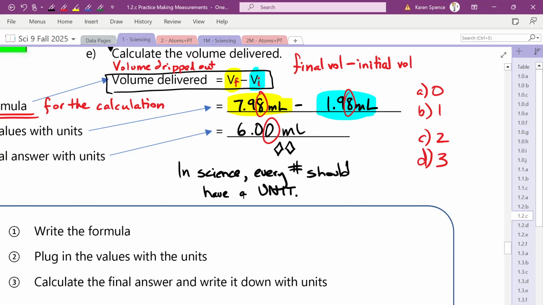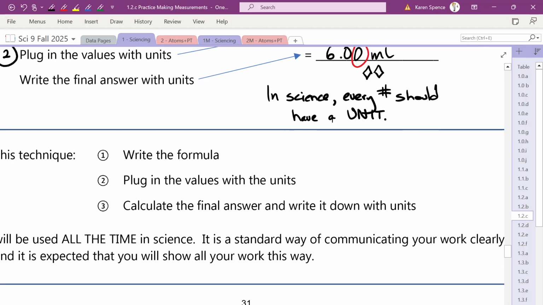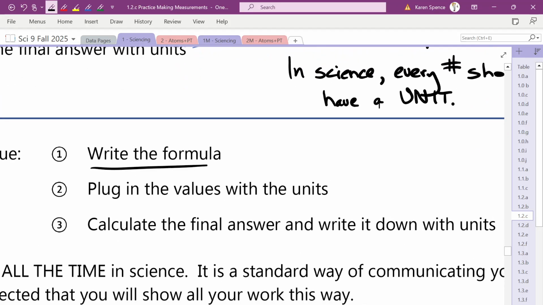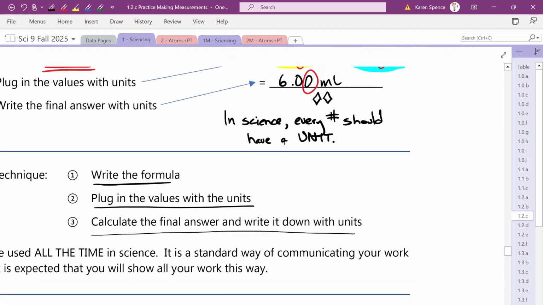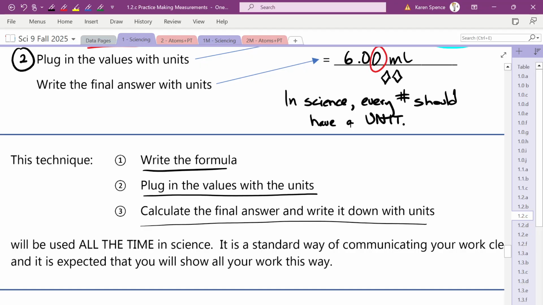All right. So if you are doing this for the enriched part, you would want to write the formula. You would want to plug in the values with the units, and then you would want to calculate the final answer and write it down with the units. And if you plan on going into chemistry or physics in grade 11, that would be a skill that you would want to learn. All right.